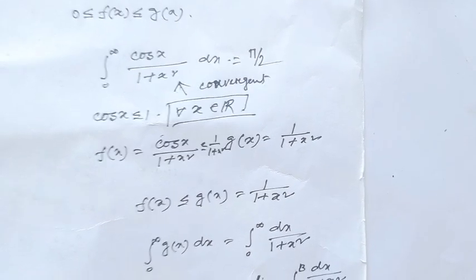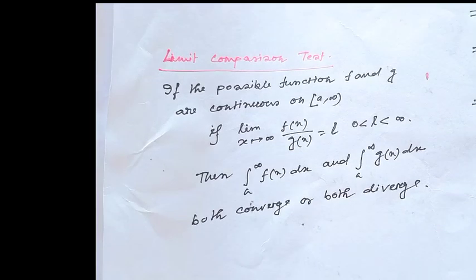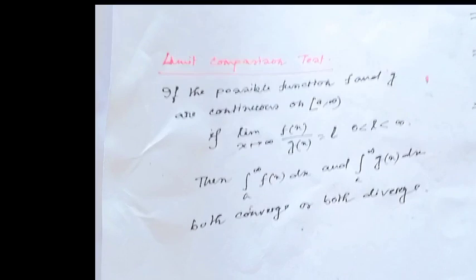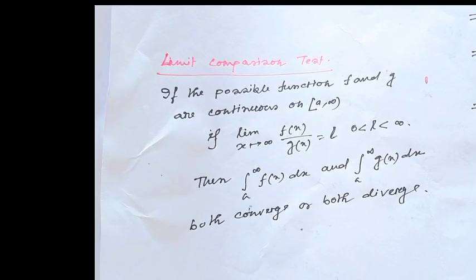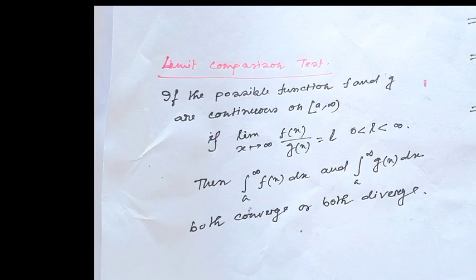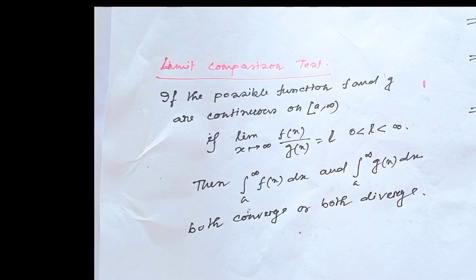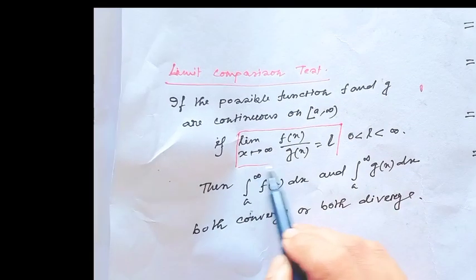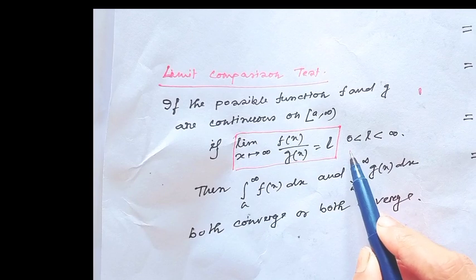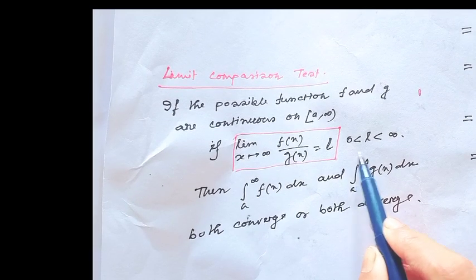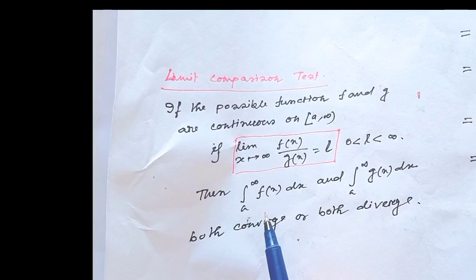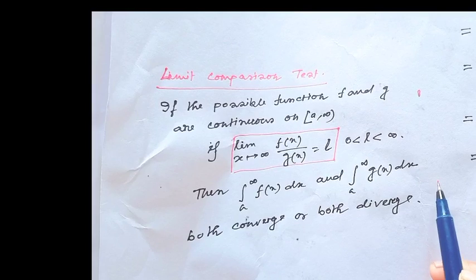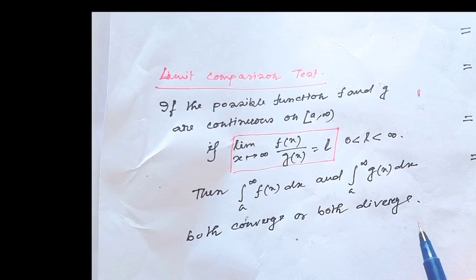Now let's come back to our original discussion: the limit comparison test. What is the limit comparison test? If functions f and g are continuous on the interval closed a, open infinity, and if limit x tends to infinity f(x) over g(x) equals L, where L lies between open 0 and open infinity, then integration a to infinity f(x) dx and integration a to infinity g(x) dx both converge or both diverge.